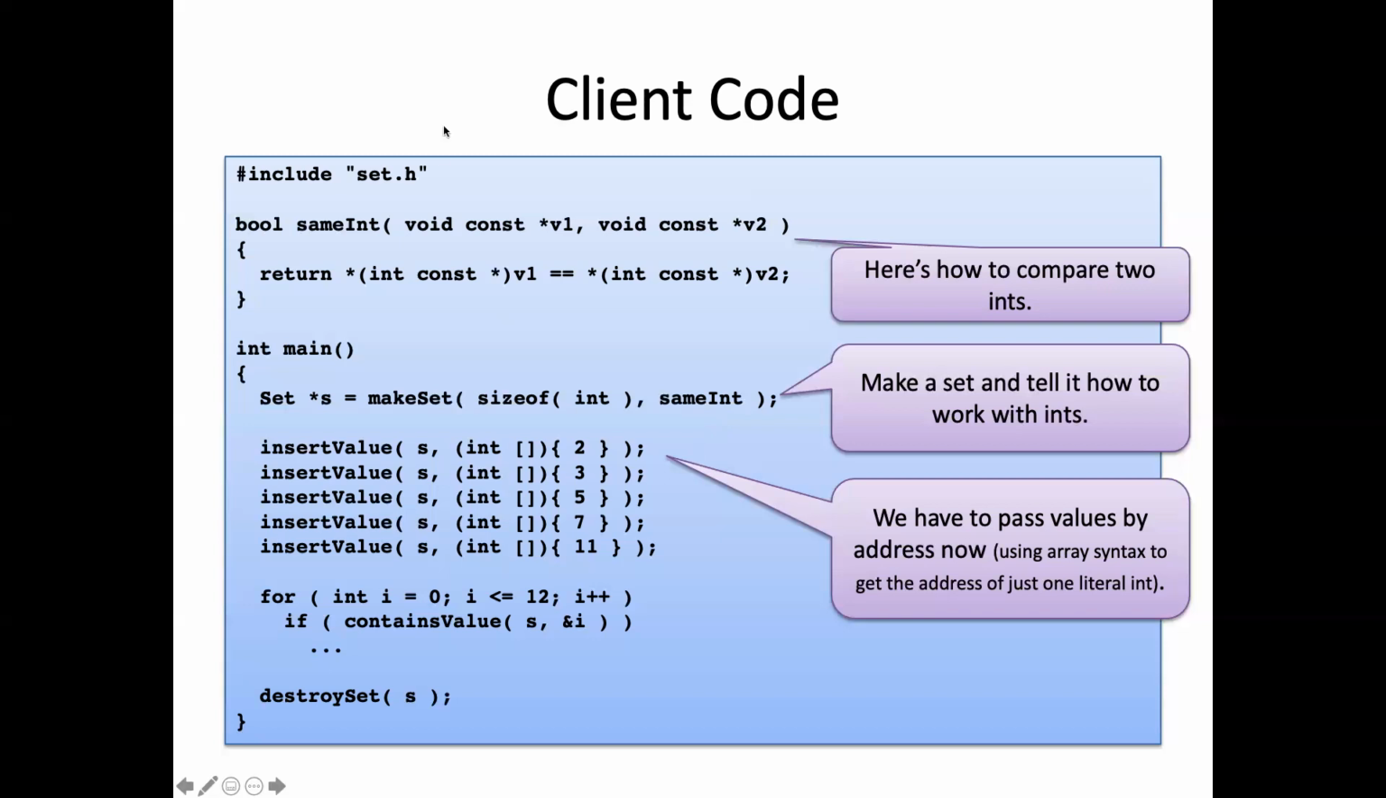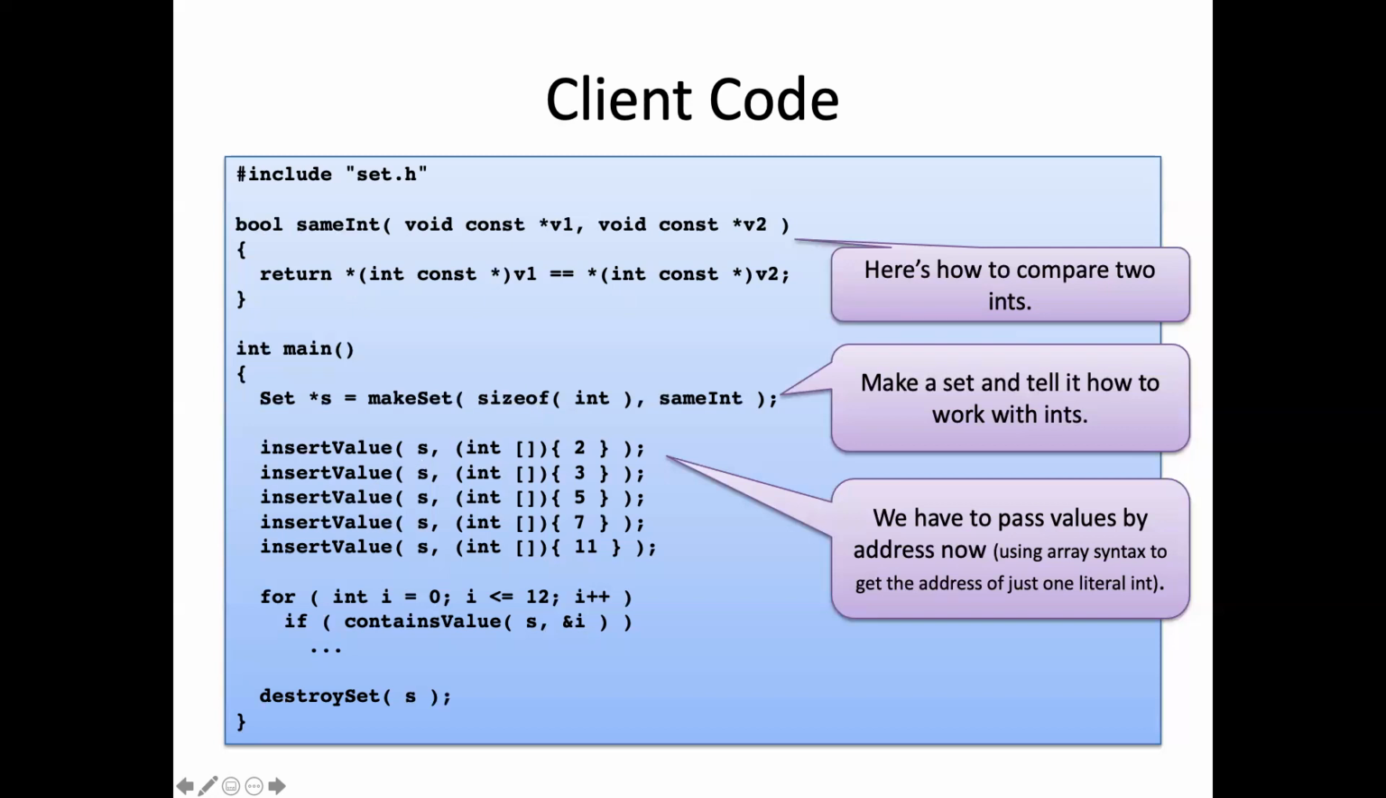So here it takes the 2 void pointers it gets, but since we're writing this set ourselves, we know that they secretly point to 2 ints. So we take those 2 pointers, we cast them to int pointers, and then we dereference them to get the ints they point to, and then we return true or false based on whether those integer values are the same. So this makes a set.